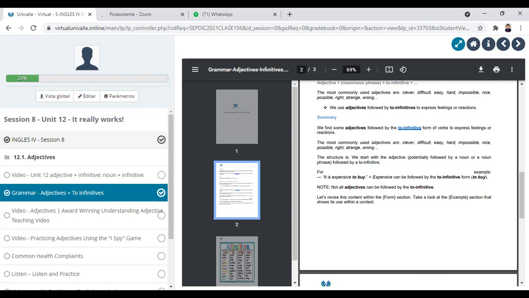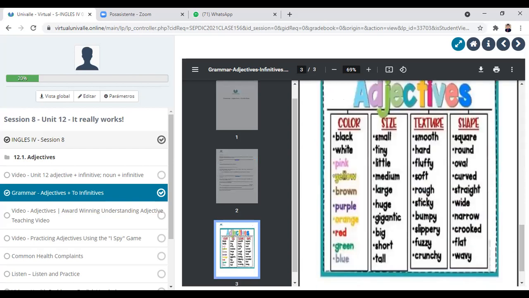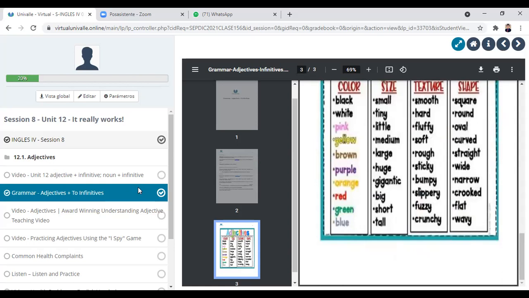Not all adjectives can be followed by the to infinitive. Let's provide you with this content within the form section. Take a look at the example section that shows its use within a context. Adjectives: color, size, texture, shape. These are the categories we have for adjectives. Colors are adjectives. Size as well are adjectives. The texture are adjectives, and the shape is part of the adjectives.